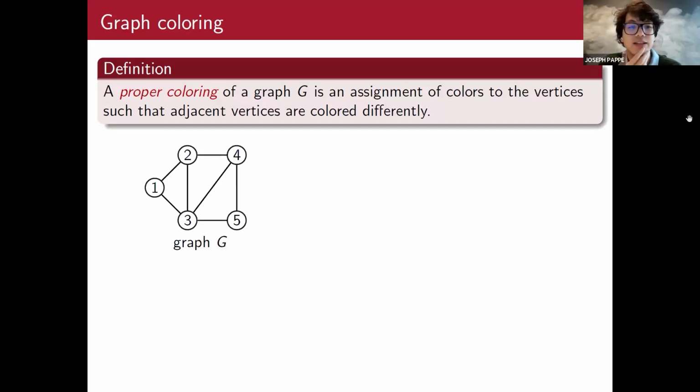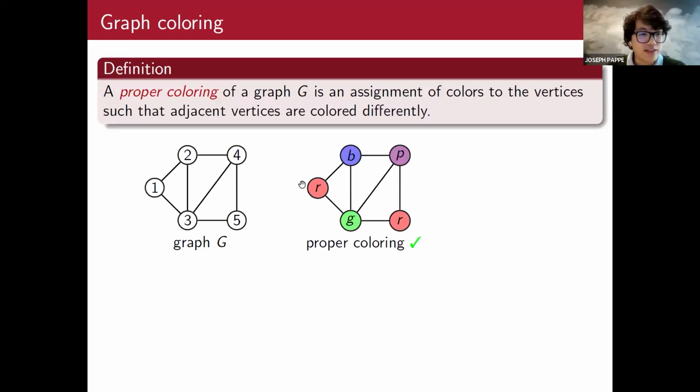So for instance, let's consider this graph here. And we're going to assign colors to each of these vertices. So maybe let's say that we colored this graph as follows. We colored vertex 1 with the color red, vertex 2 with the color blue, then 3 with green, 4 with purple, and then 5 with red. And if we look at this, we see that it's a proper coloring, right? Because along every edge, the two vertices are colored differently. So along this edge here, I have red and green, so they're colored differently. And then here I have red and blue, they're colored differently.